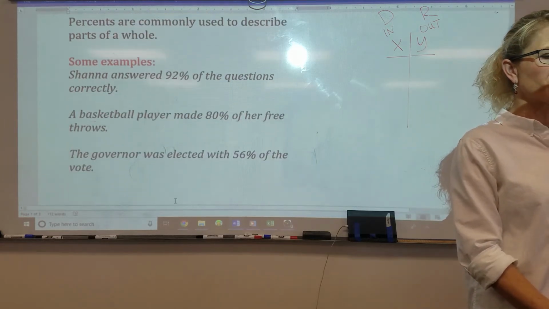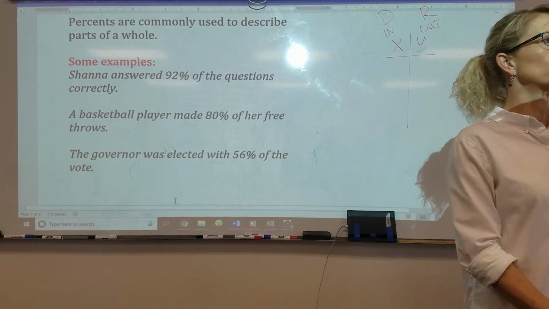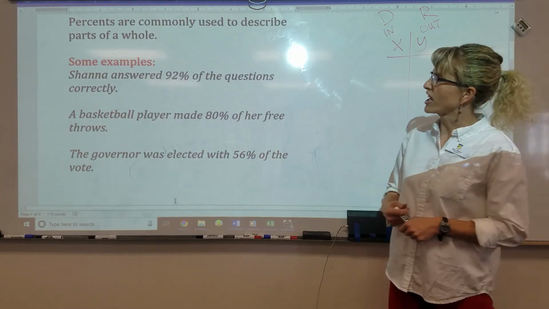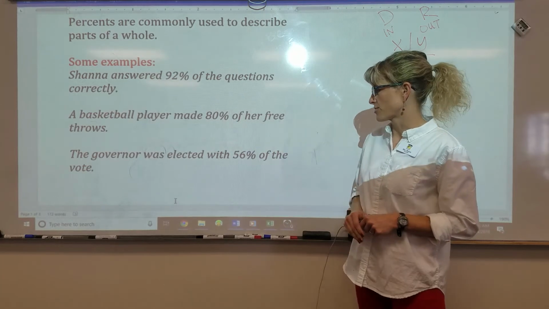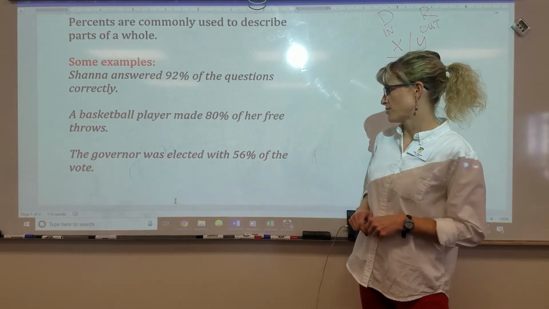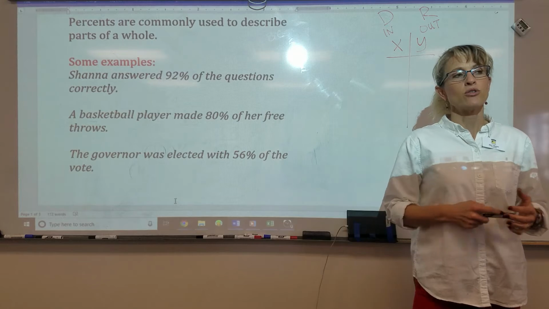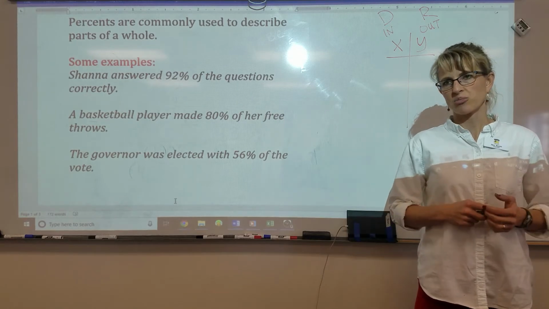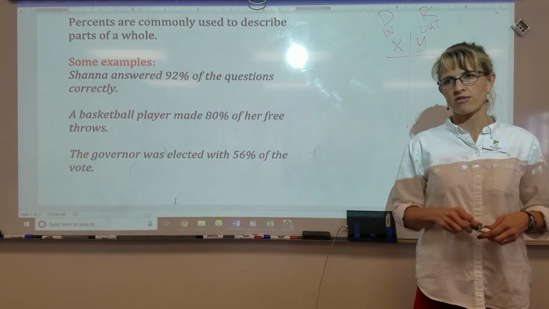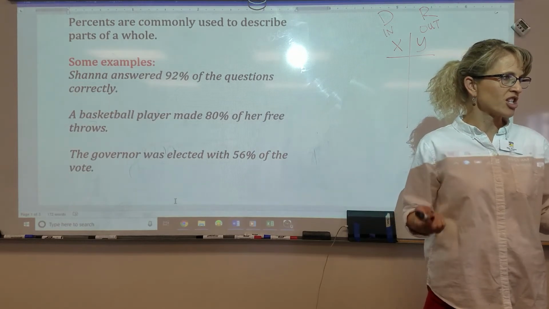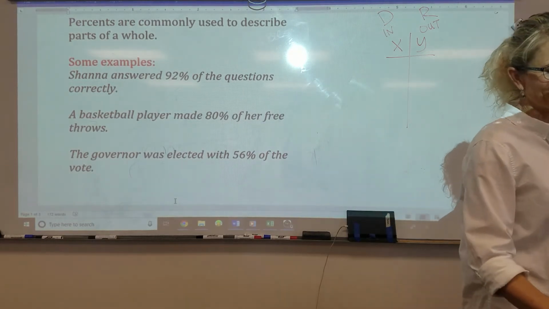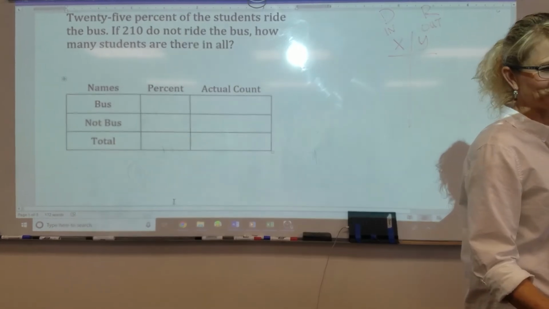So we're talking percent questions that happen in the real world like this. Shannon answered 92% of the questions correctly, or she made 80% of her free throws, or the governor was elected with 56% of the vote. So you know in Utah, a state law just passed with 53% of the vote for medical marijuana. And you hear these percentages in the news, and so you're going to get a lot of use out of today's lesson.